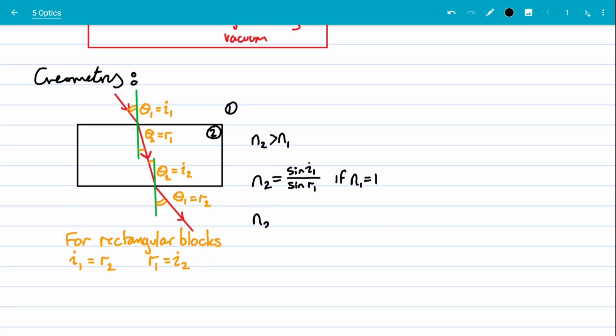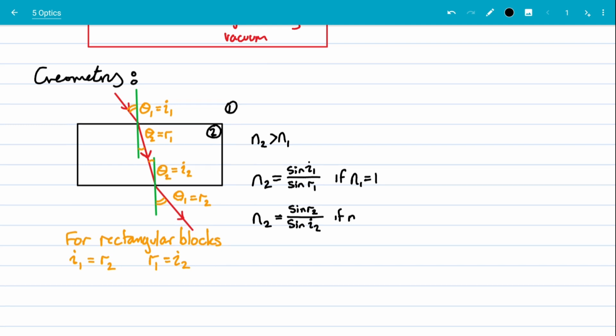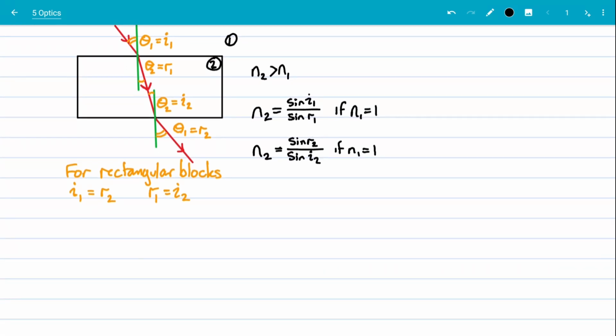But then we can say that N2 is also equal to, and this is where it gets complicated, you see, sin R2 over sin I2. Now we've swapped this I and the R over, but if you do it in terms of the theta notation, it's the same equation. And again, this is only if N1 is equal to 1. But look at that, it's the same equation. Sin θ1 over sin θ2 is equal to N2 if N1 is equal to 1.